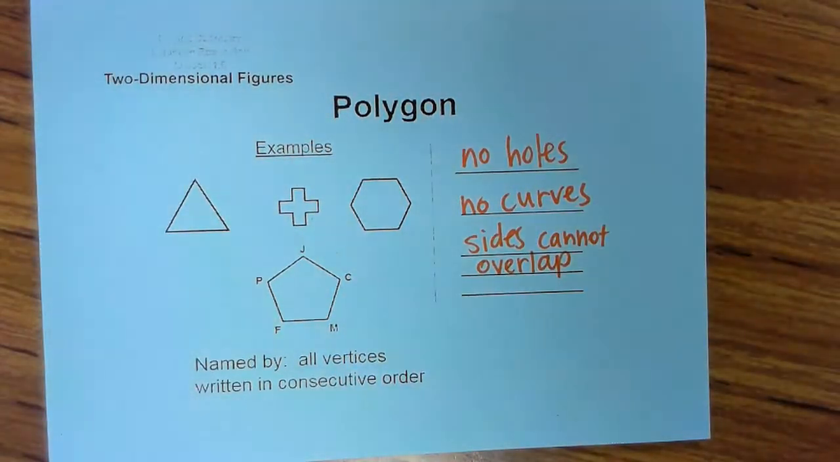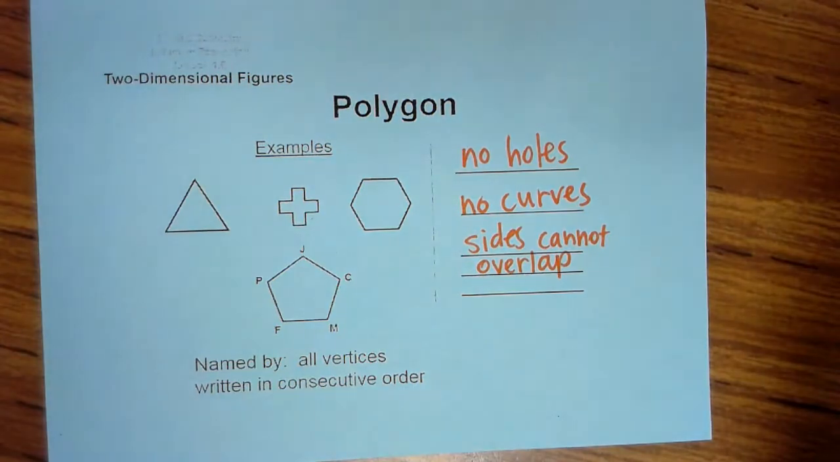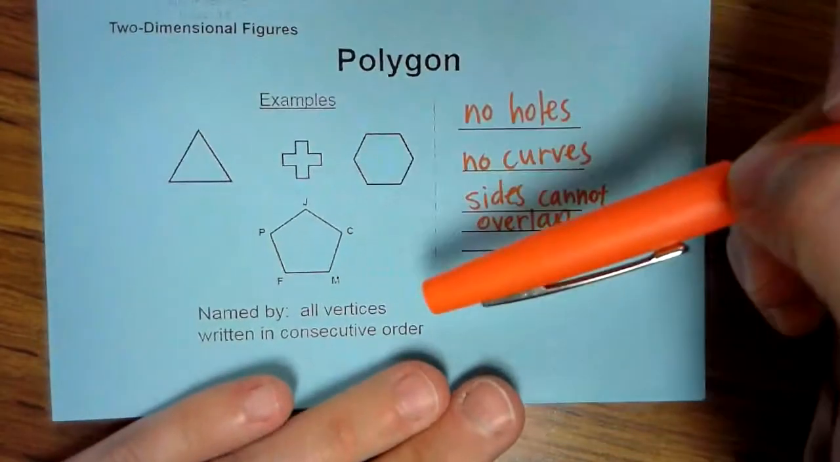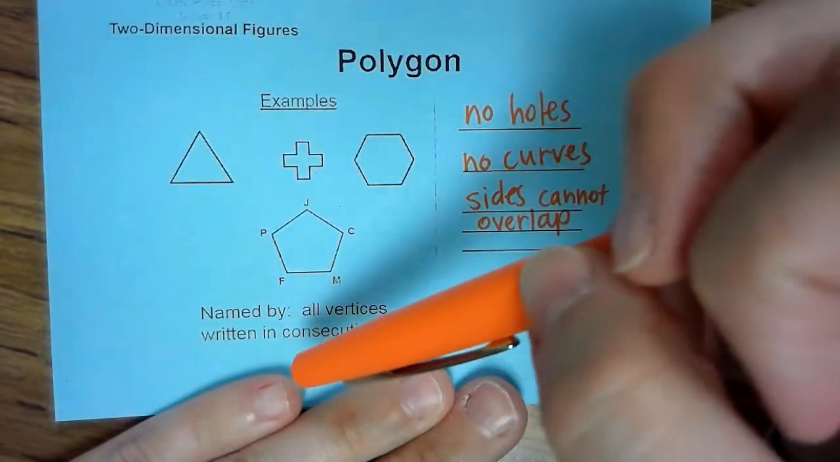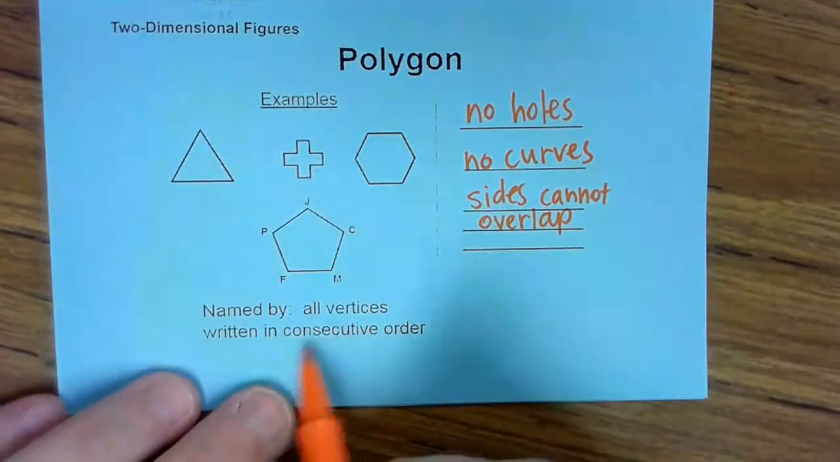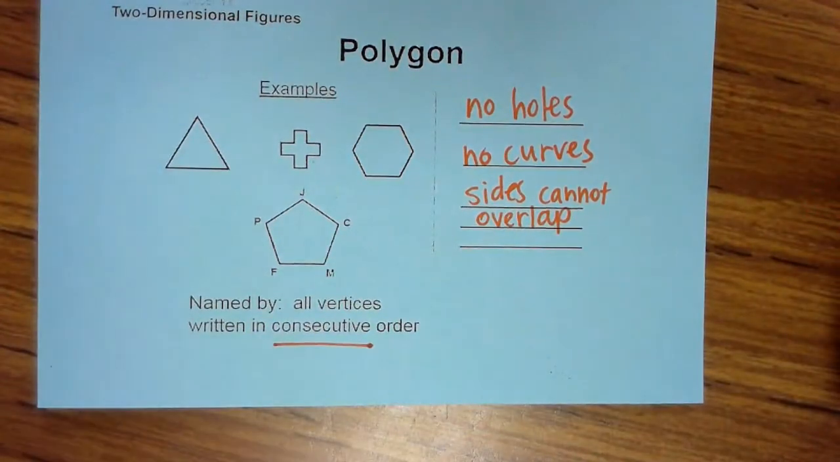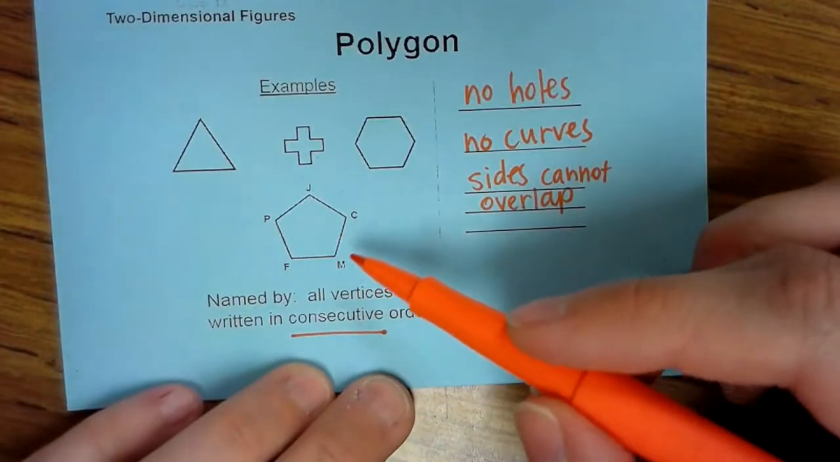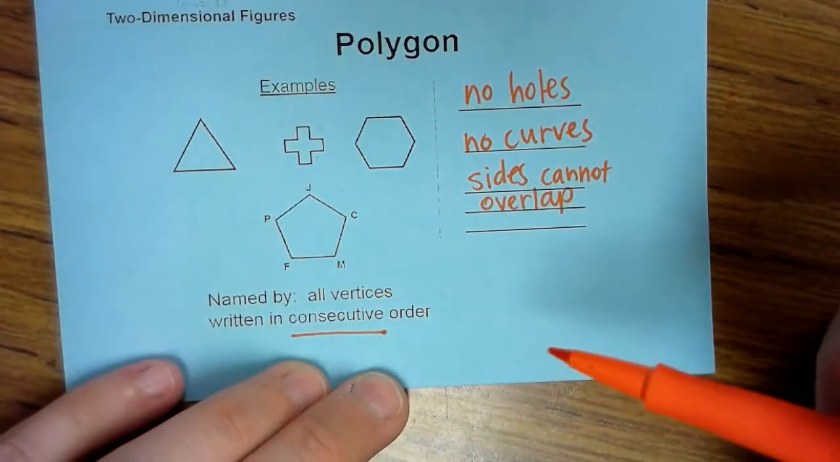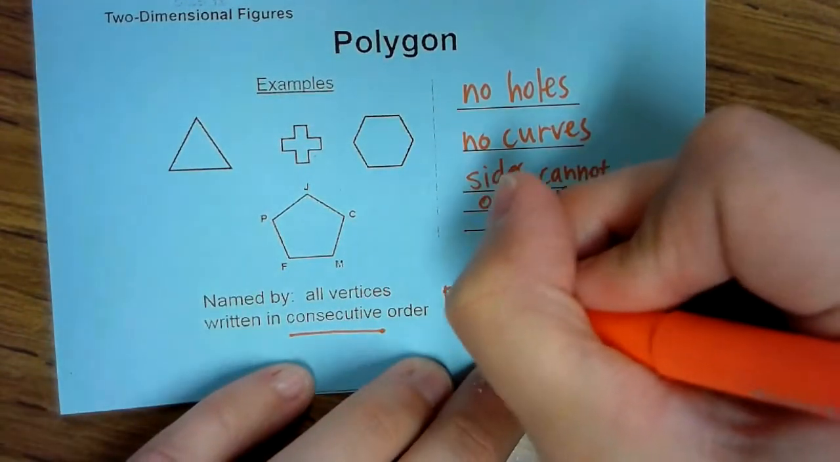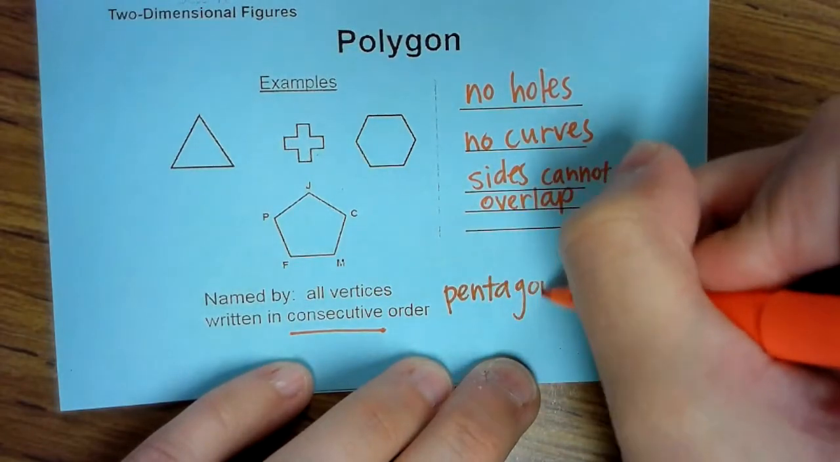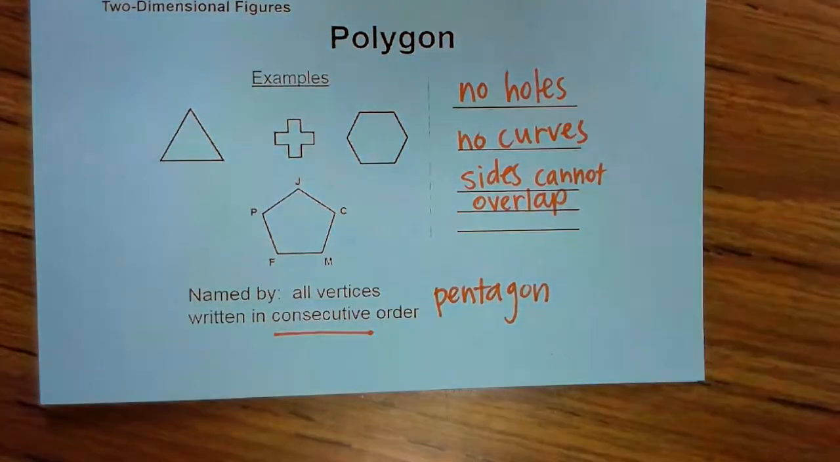Okay? All right, so we've been talking a lot lately about naming things. And so to name a polygon, you're going to use all the vertices and you're going to write it in consecutive order. So that word consecutive just means back to back. So for example, this is a pentagon. It has 5 sides. When I name it, I'm going to write the word pentagon. And then I'm going to name it in consecutive order.